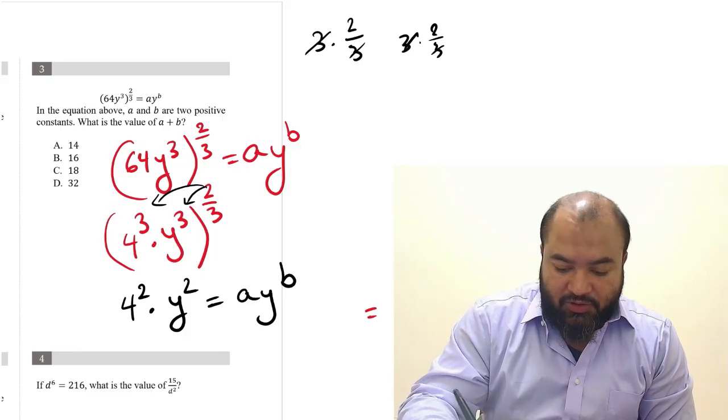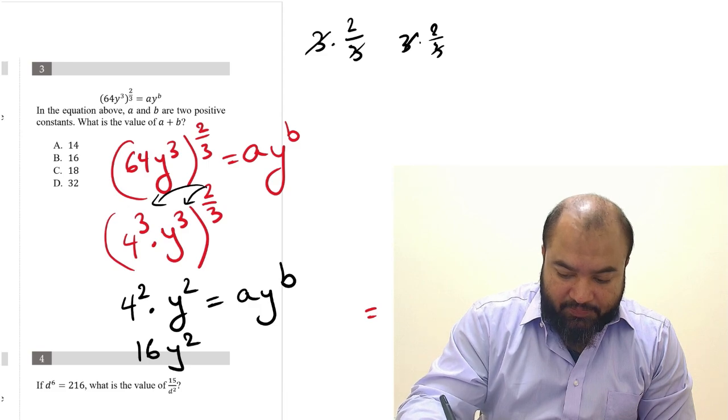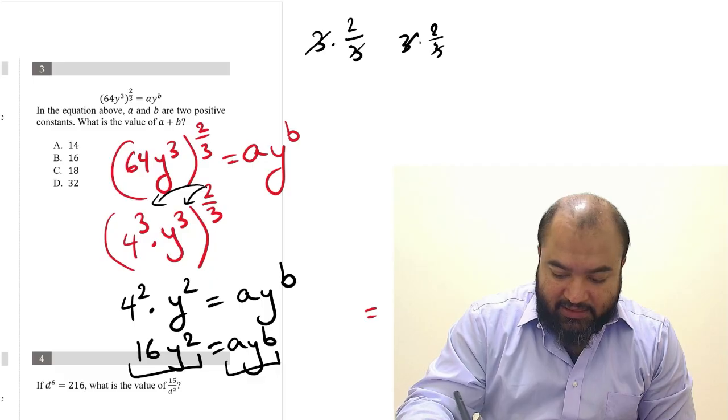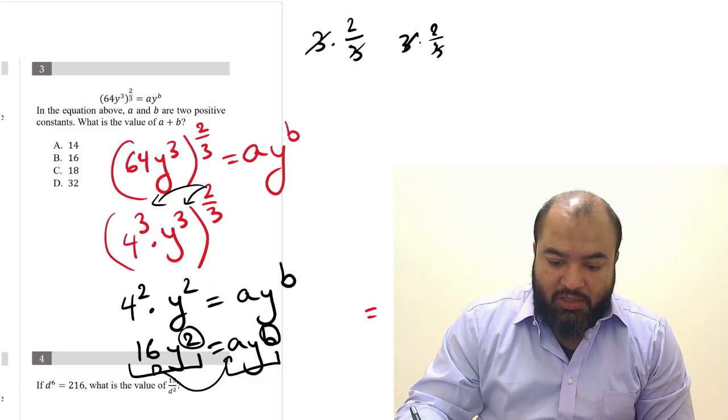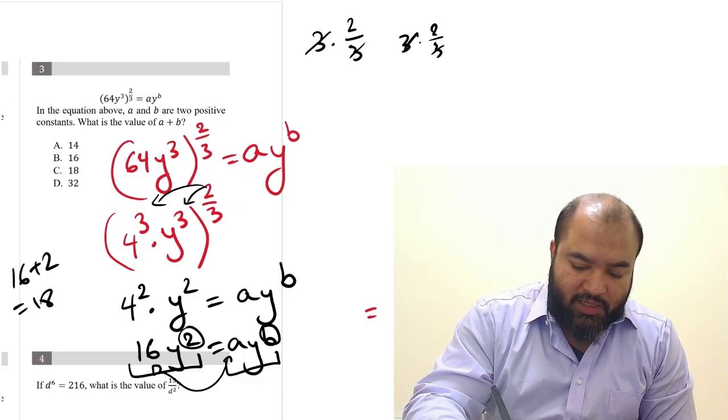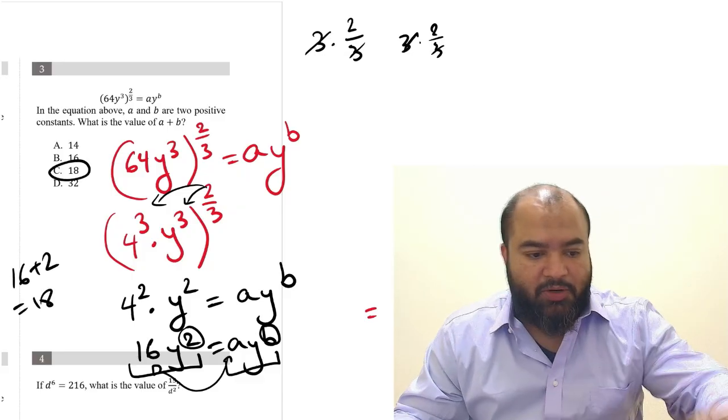Now if you see 4 squared is 16, y squared equal to a y power b. Now if I match, I can see that a is the 16 and b is the 2. Now they want a plus b, so 16 plus the 2, 18. So C is the answer.